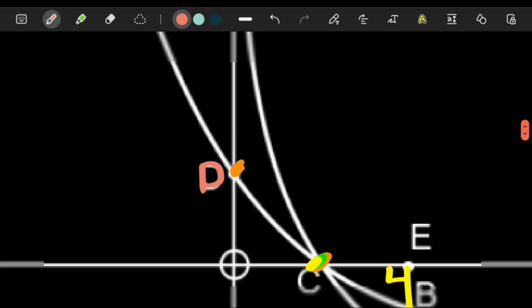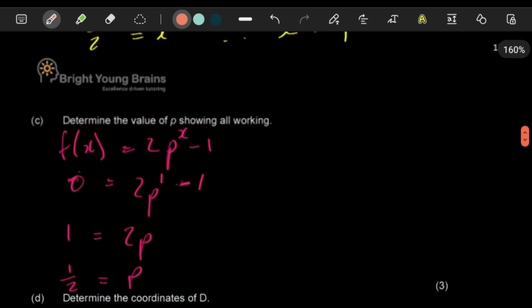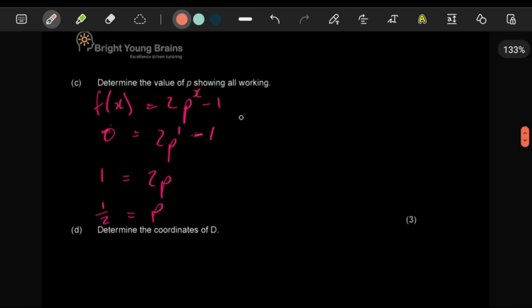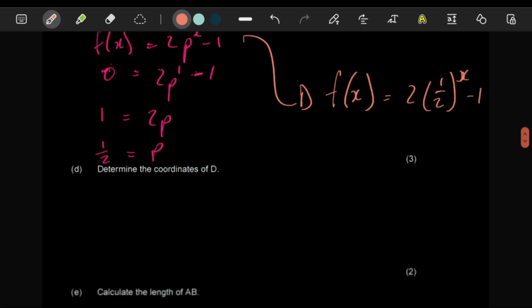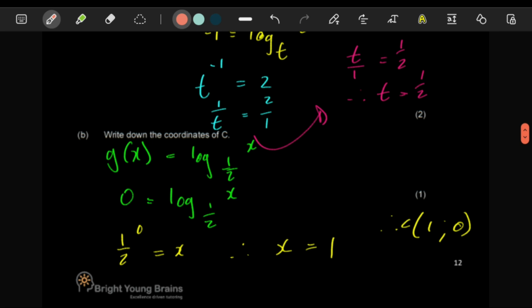This is just the y-intercept, meaning x is 0 in the graph of f. So in the graph of f, which is fully done now, f of x is equal to 2 times a half to the power of x minus 1. Here, if you get the coordinates of D, remember, for D, x is 0. You see, x is 0.